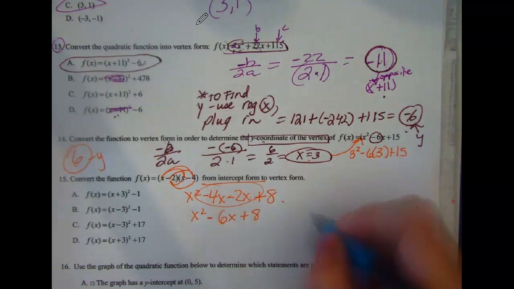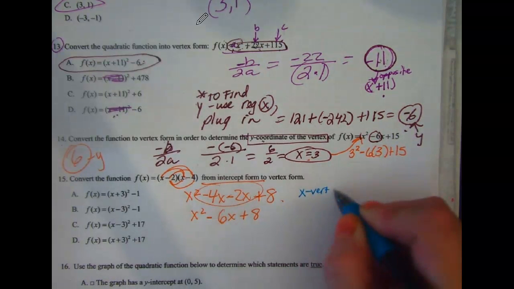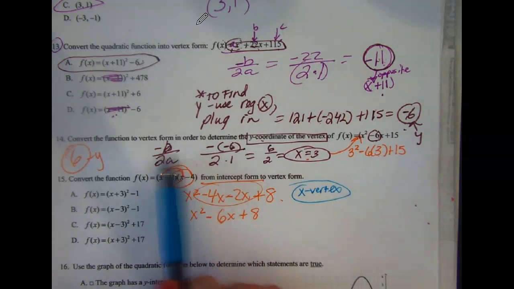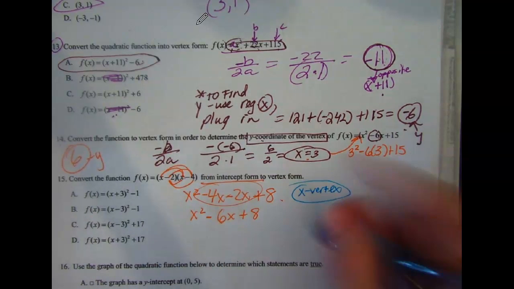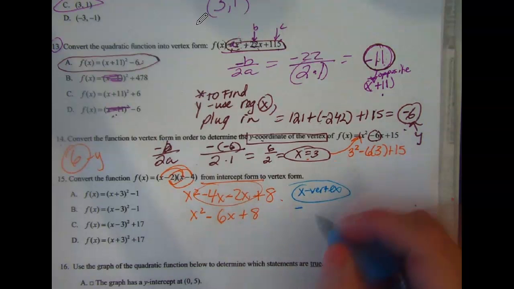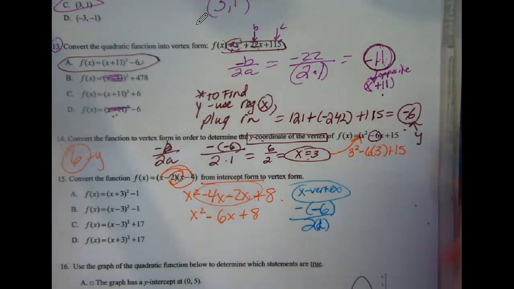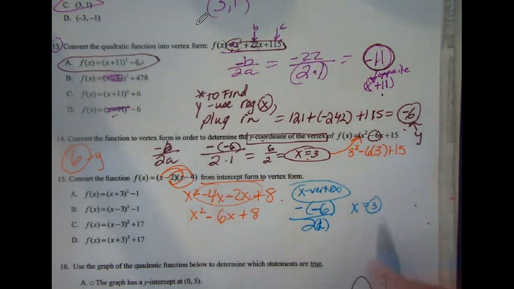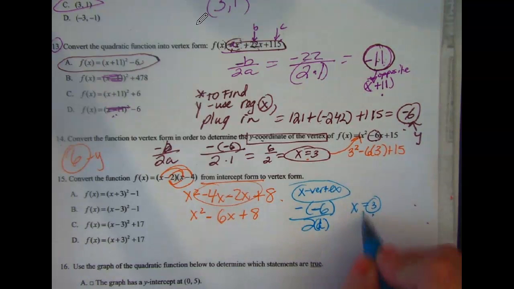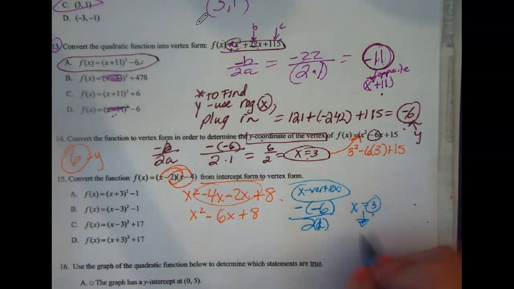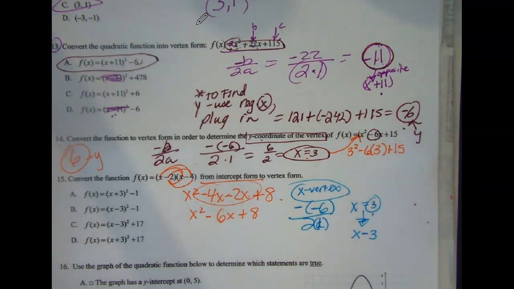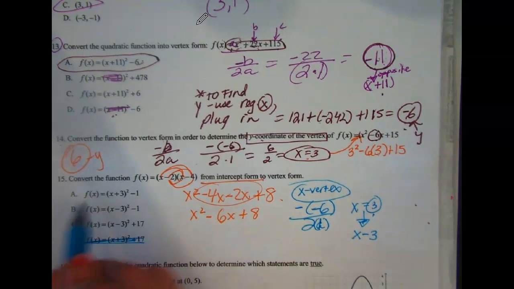So remember, to find the x of our vertex, we've been using this formula again. It's just the negative b over 2 times a. So negative, and our b is just -6 again, over 2 times a, which a is just 1. So that gives us x is 3. If you recall, if x is 3, when we plug it into vertex form, it should be x is -3. So we're looking here for, can't be this one, can't be that one.